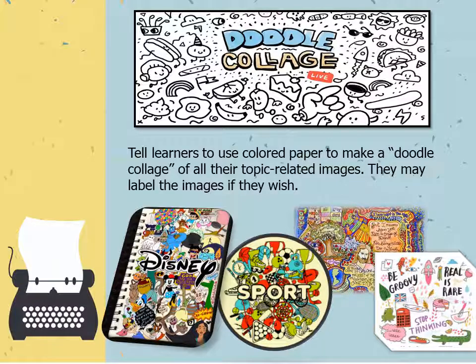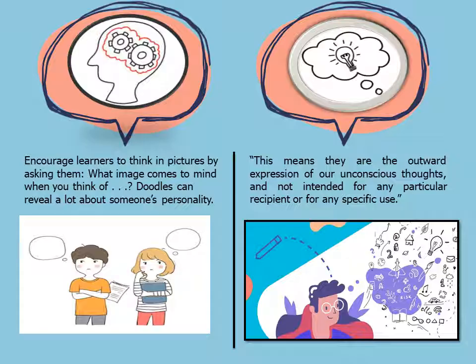So we have doodle collage. Below are the examples of doodle collage. It tells the learner to use colored paper to make a doodle collage of all their topic-related images. They may label the images if they wish. Be groovy, real is rare, and stop thinking. These are the examples of doodle collage.